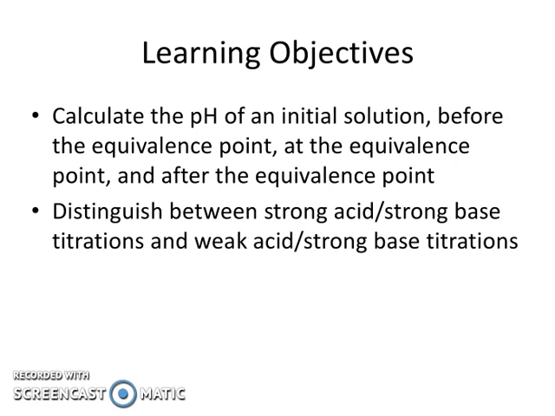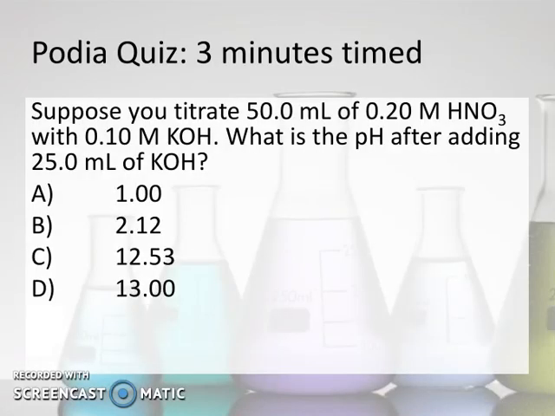Before we do that, we have a quick Podia quiz. This is just to make sure that you guys learned what you were supposed to learn last time. So supposing you're titrating 50 milliliters of 0.2 molar nitric acid with 0.1 molar KOH, what is the pH after adding 25 milliliters of KOH? I'll give you guys 3 minutes to go ahead and do this. And Tia, you can go ahead and pause the video.